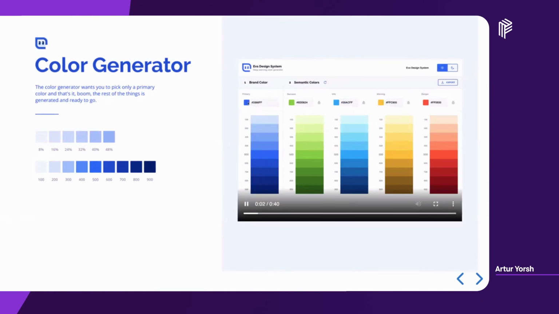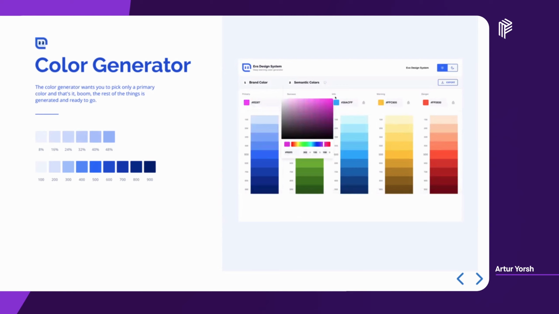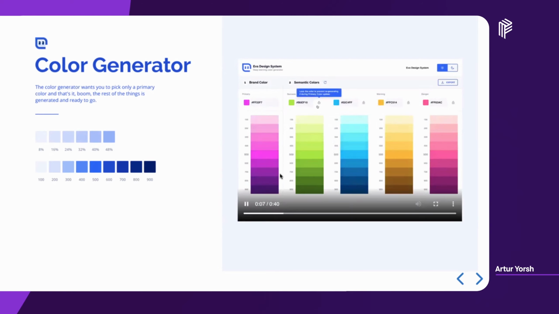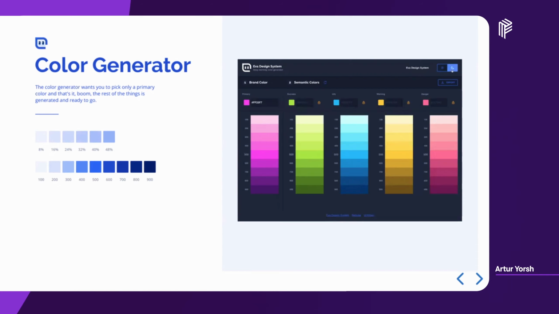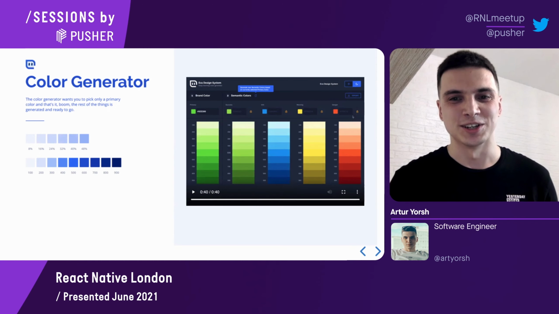The second is the color generator. It's a tool where you can create awesome color palettes for your app. Being a developer, I always know how painful it is to pick the right colors for your application. The color generator doesn't care about that at all. It only wants you to pick one primary color and does the rest of the things for you. You can be 100% sure of a graceful color selection for your app, because it's a deep learning tool.